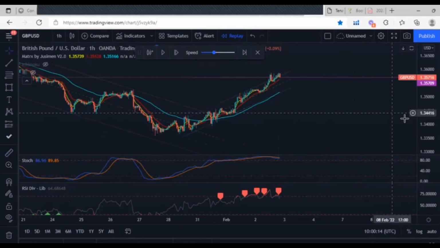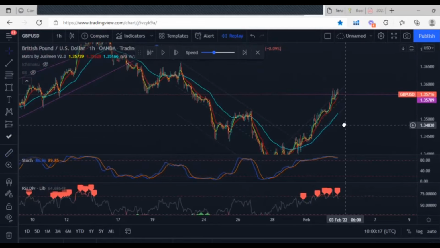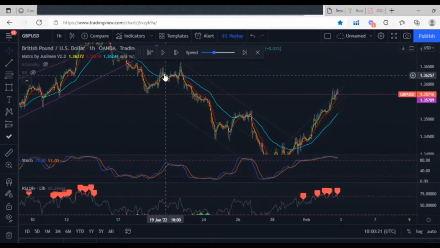Now, I will be looking for a sell setup. Another important thing to look out for is, where are the obvious structures? I see the next potential resistance is over here.